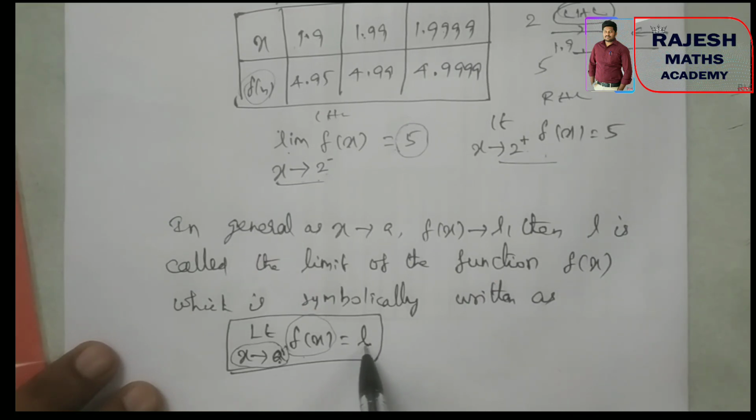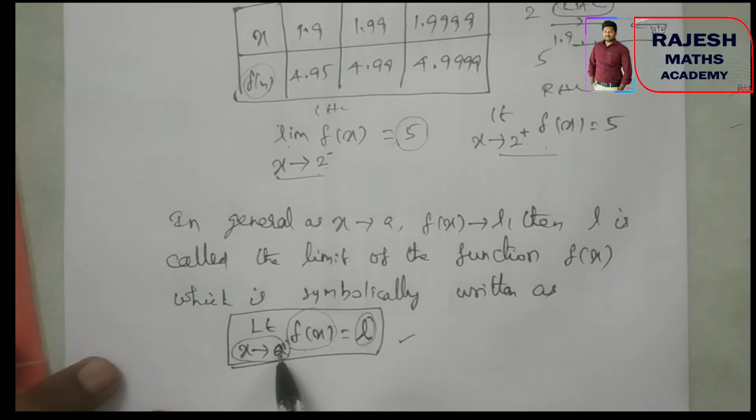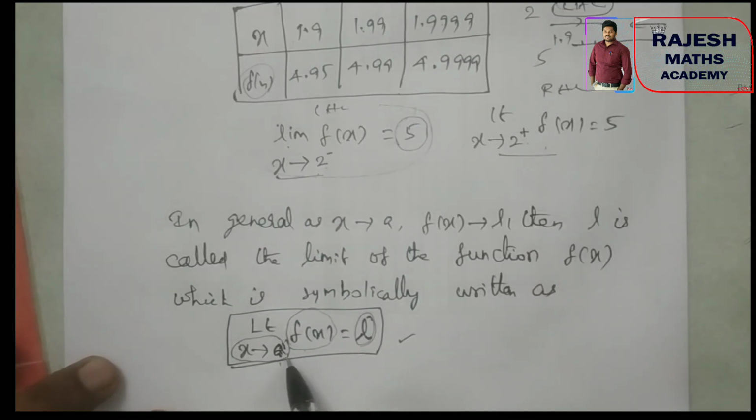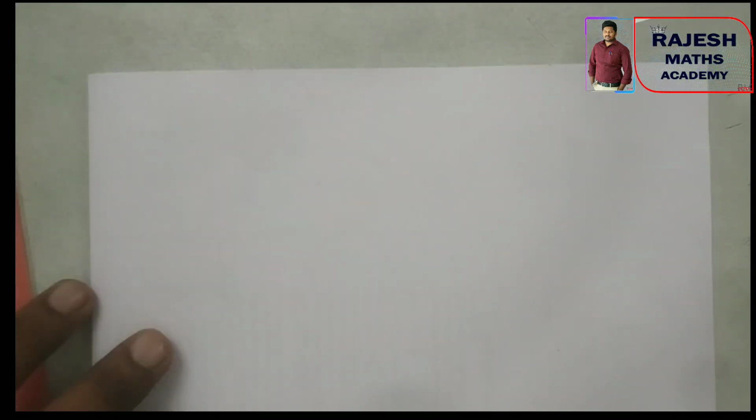So the approach to L means that we can say that L is the limit of the function f of x at x equal to a. As I said already, x approaching a from the left side is the left hand limit, and approaching from the right side is called the right hand limit. So what are the left hand and right hand limits? Now we will write it.